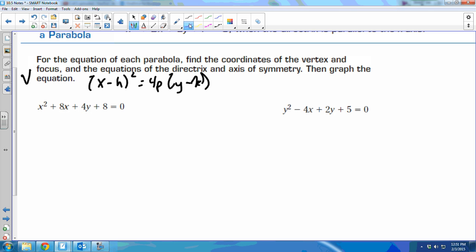So I have x squared plus 8x. See all the x's together. Then I'm subtracting the y to the other side, -4y minus 8. Again, we want it to be in this format.